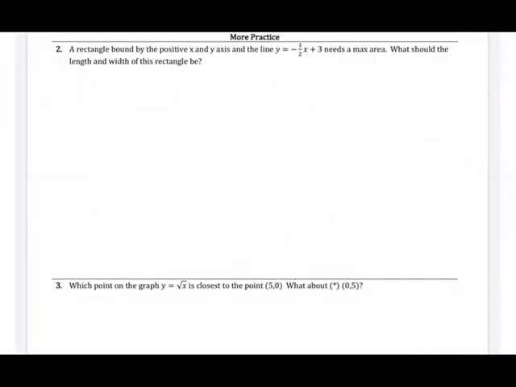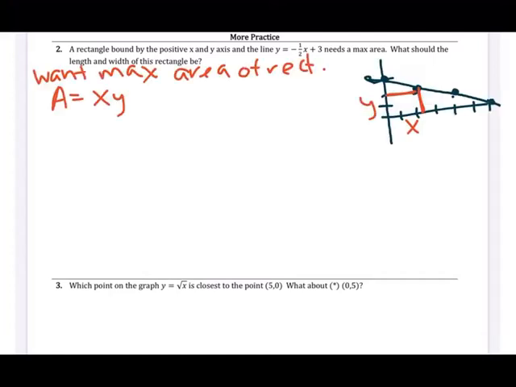All right, number 2. A rectangle is bound by the positive x and y axes and the line y equals -1/2 x plus 3. And we are going to maximize its area. So what should the length and the width of this rectangle be? So let's go ahead and first draw a picture of what this is talking about, and note that we want to maximize the area of the rectangle.